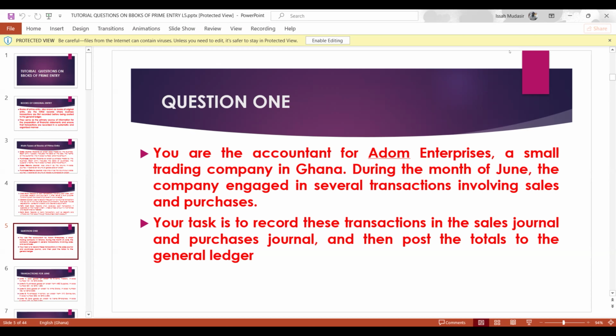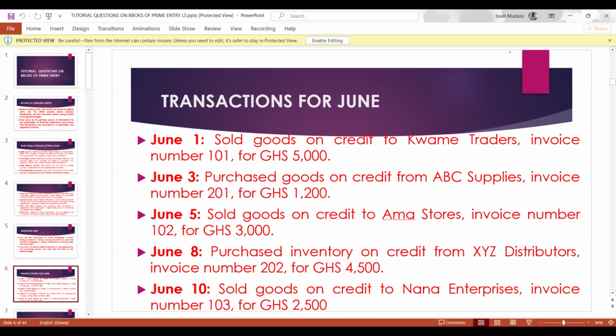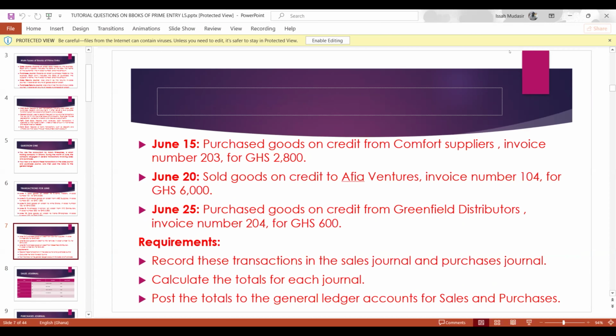Are we okay? So we'll come and look at them as we move on. Senior, let's look at it. These are the transactions for the month of what? June. What does it say? On the 1st of June, we sold goods on credit to Kwame Traders, invoice number so much. Then on the 3rd of June, we purchased goods on credit from EBC Suppliers. Invoice this. 5th, sold goods on credit to Ama Stores. Then on the 8th, purchased inventory on credit. Then on the 10th, we again sold goods on credit to Nana Enterprise. Then move on, senior. Purchased goods on credit from Comfort Supplies. Invoice this.